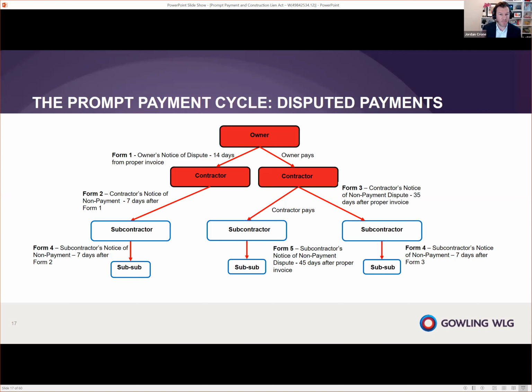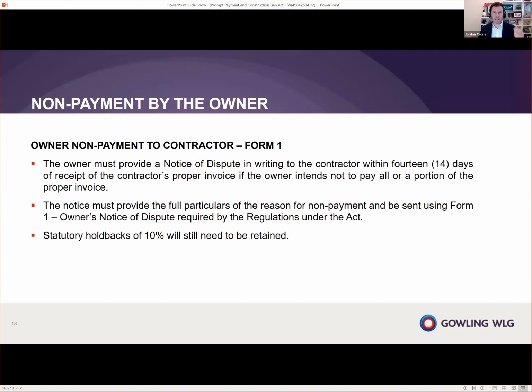It's just who's sending it. Form 2 and Form 4 are sort of notices saying, hey, I've received one of these notices, and I'm letting you further down the chain know what's happening. So we'll talk a little bit more about these forms, but I think that's the easiest way to think about it and to sort of logically look at these forms when I talk about them.